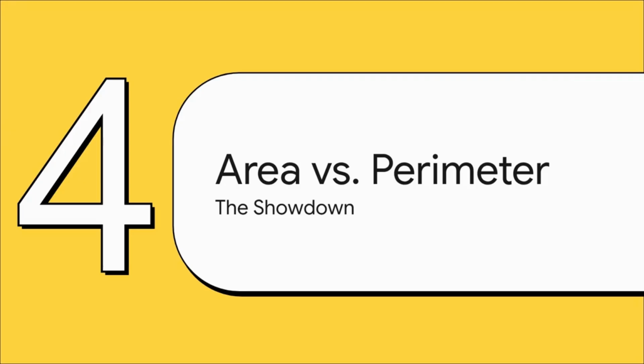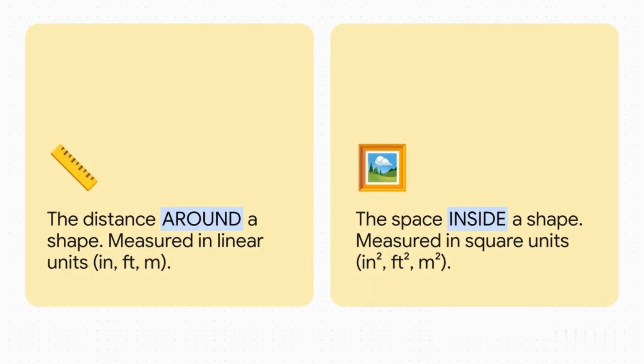Okay, this brings us to the most common mix-up. Let's put area and perimeter head-to-head, right now, to make the difference so clear you'll never forget it. If you remember only one thing, make it this. Perimeter is the distance around a shape, and it's measured in simple linear units like inches or feet. Area is the space inside a shape, and it's measured in square units like square inches or square feet. One is a line, the other is a surface.